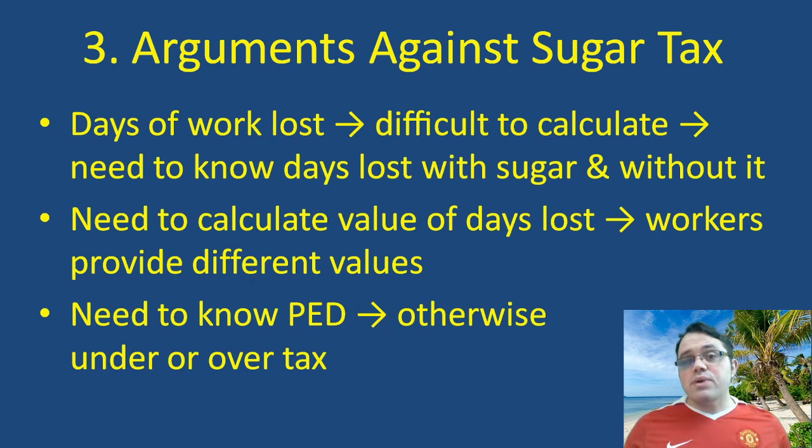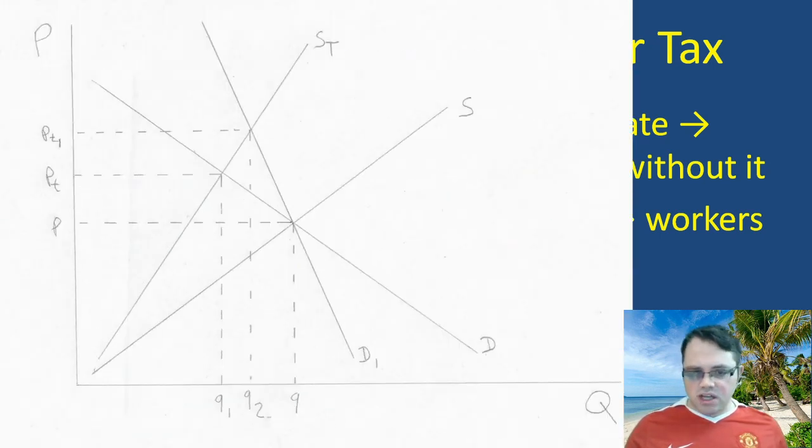Let's suppose we get past that hurdle. We're then going to the sugar tax proper. To get the sugar tax to the correct level, we need to know the price elasticity of demand for fizzy drinks. Otherwise, we can under- or overtax. So if you look at my first diagram here, the only thing we can observe before we impose the tax is the market price P and quantity Q, which is given by the original supply and demand curve.